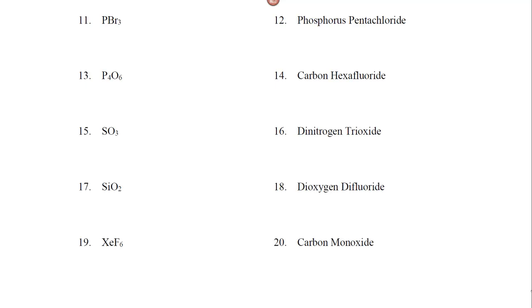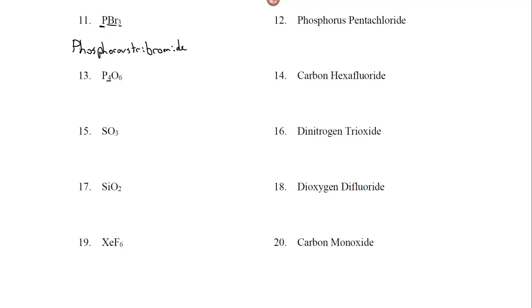Okay, so here goes part 2. Again, here I have 1 phosphorus, so I just have to write down phosphorus. There's bromine here, and I have 3 of them, so this is tribromide. Again, remembering to change the ending to IDE.